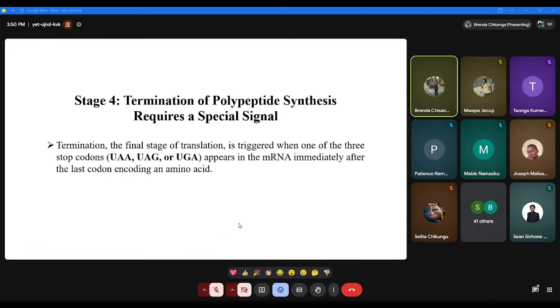Termination. Now, like I said, the mRNA is not just carrying information for us to make proteins or amino acids. No, it is also carrying signals. At the beginning, we know the first signal that we've encountered is the AUG. So at this point, we also know that the mRNA has signals that show where the information should stop, like a full stop. And these signals are referred to as stop codons.